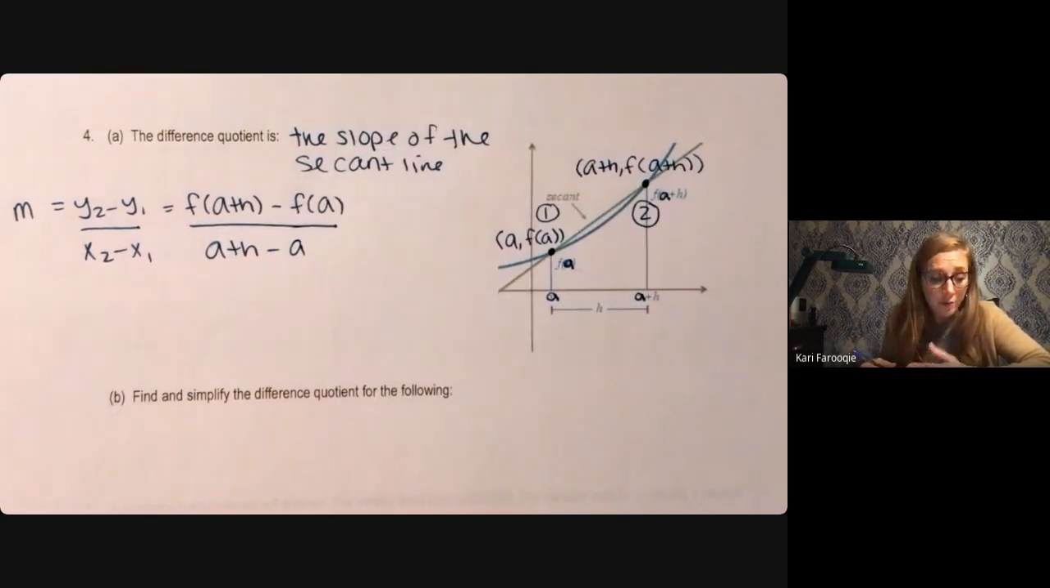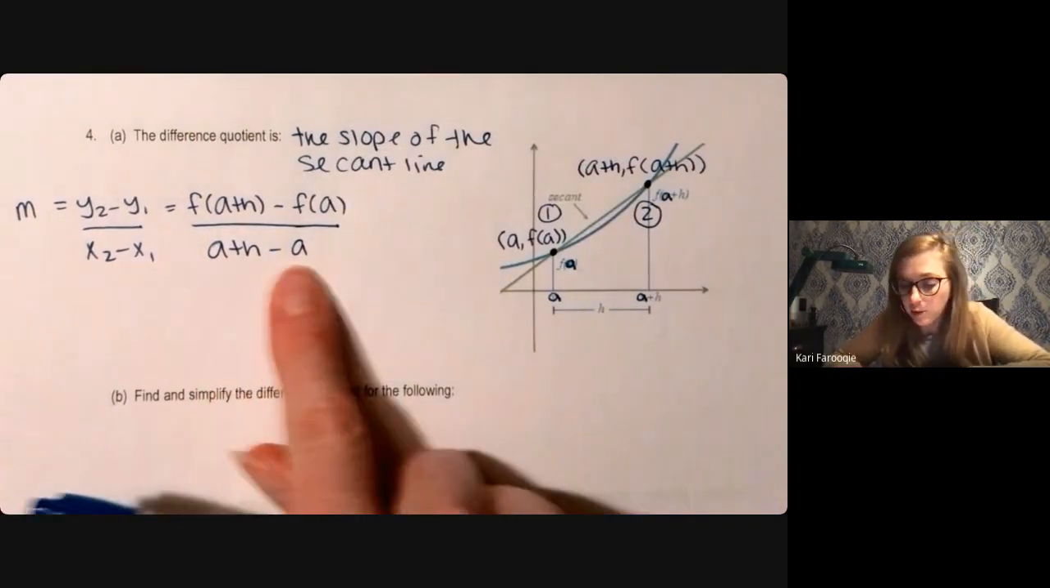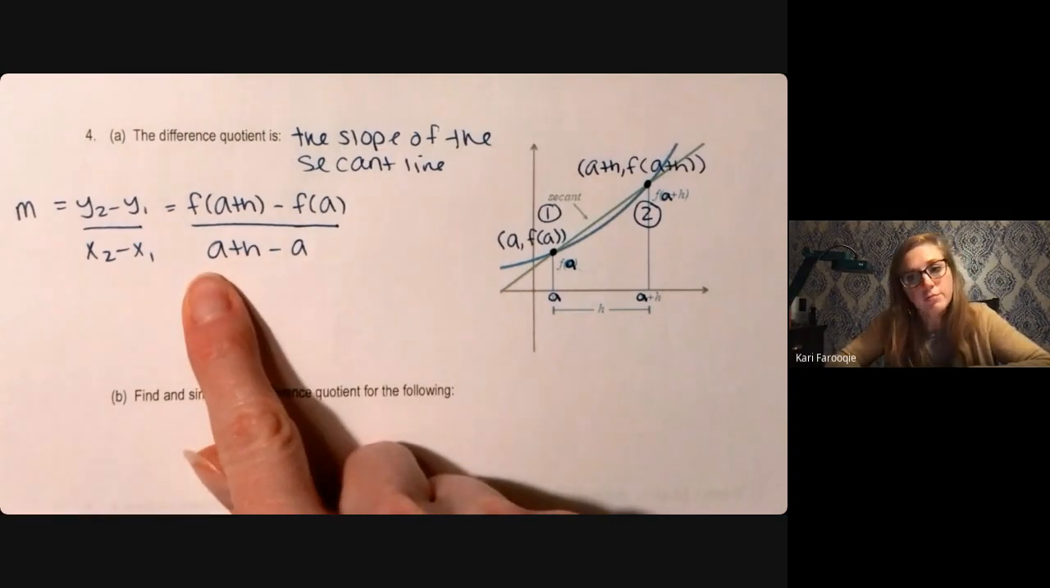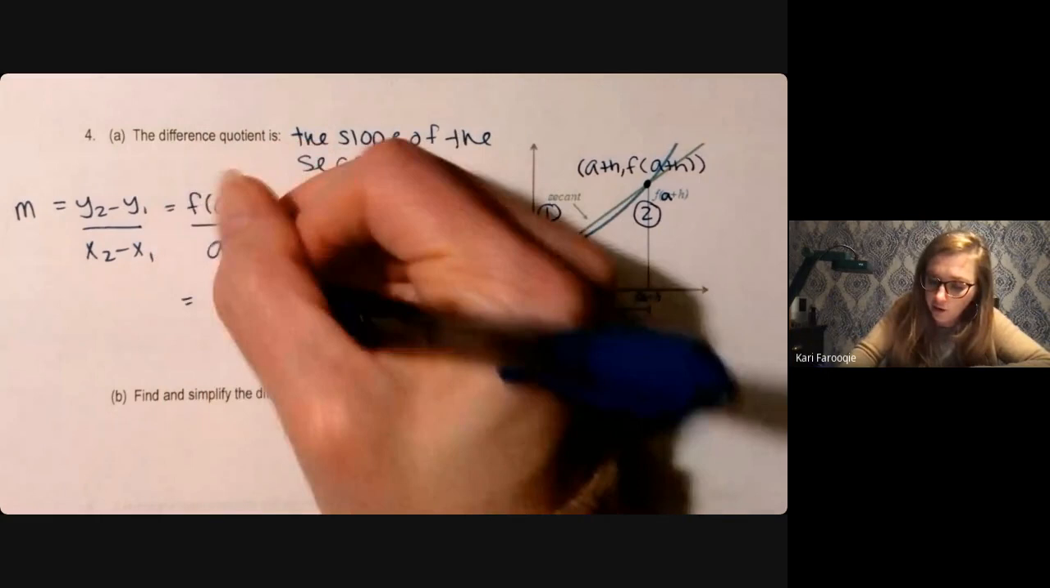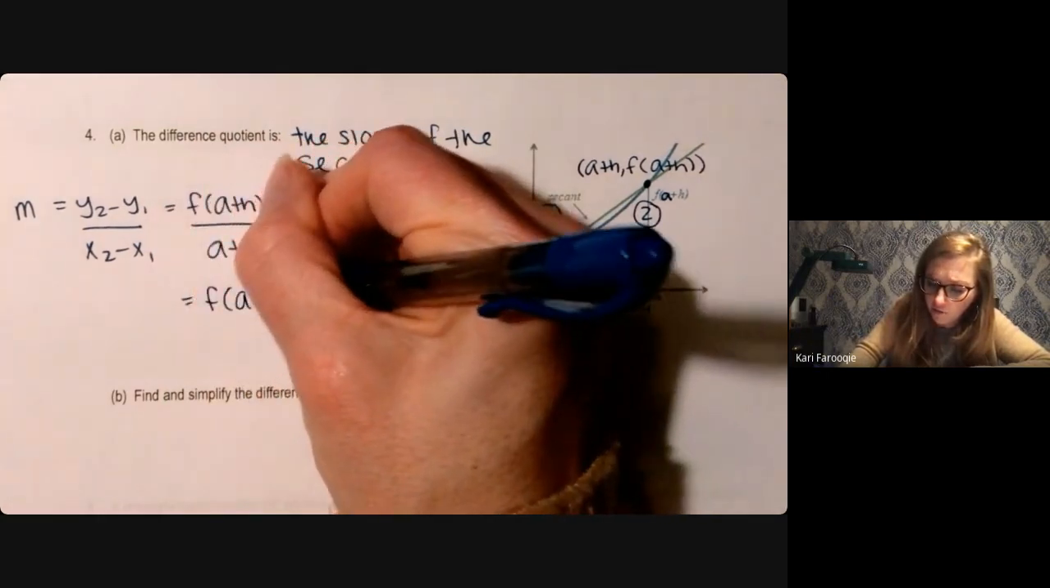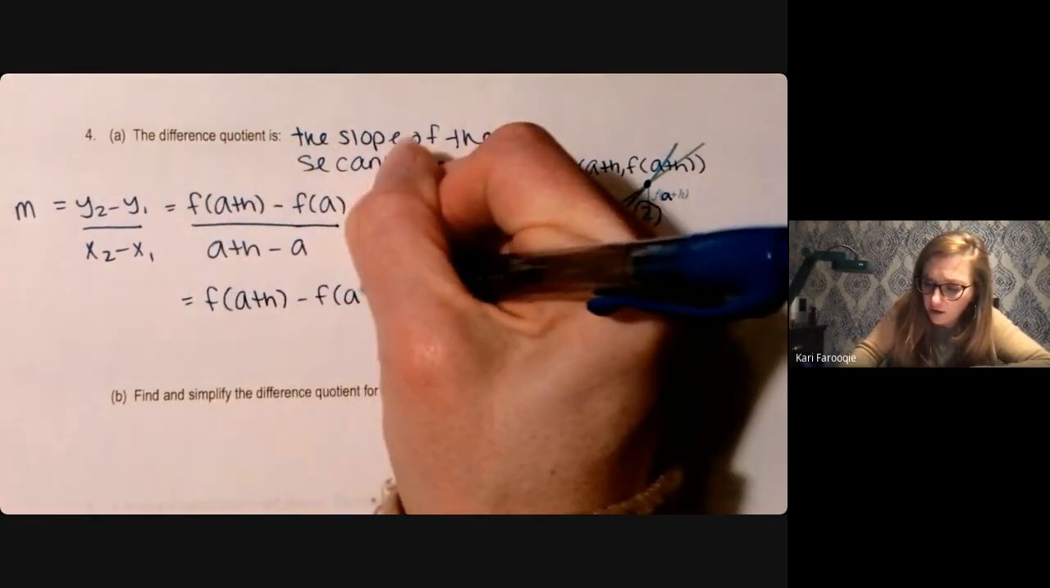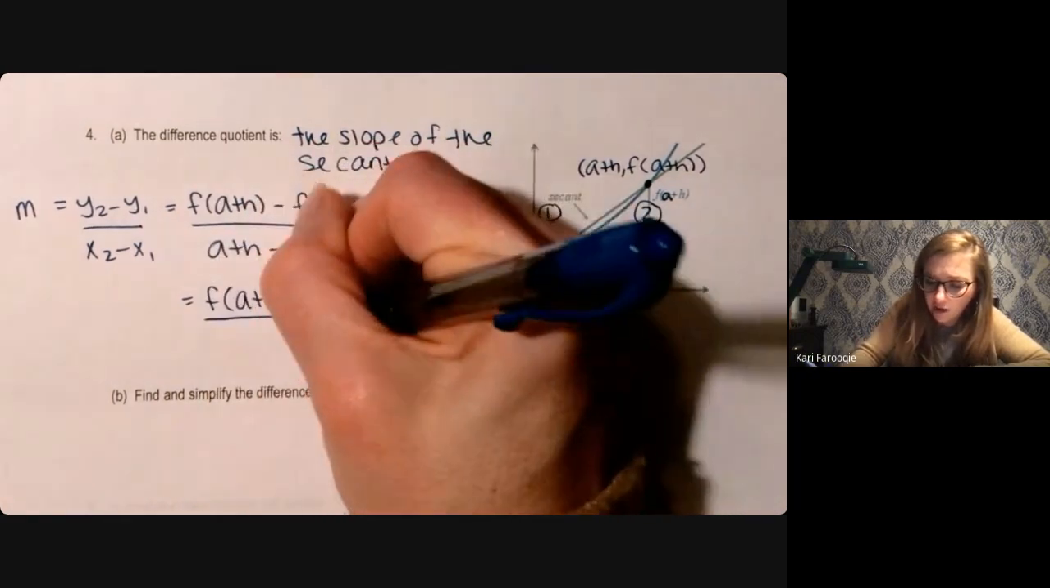Now, there's not a whole lot we can do here, but we can at least look at the denominator and notice that you have a minus a. So those are additive inverses, and we can get rid of those. So we can go ahead and say that our difference quotient is f of a plus h minus f of a divided by h.